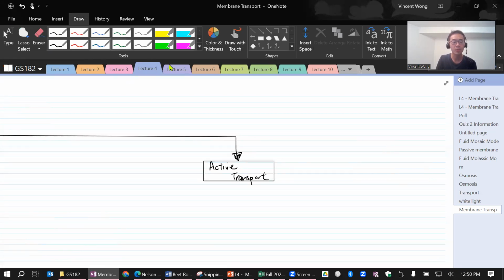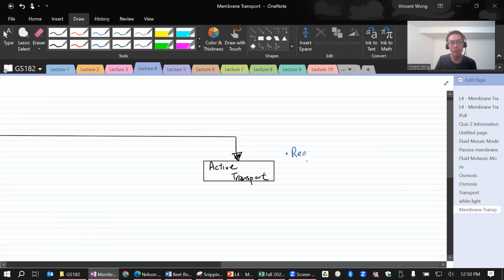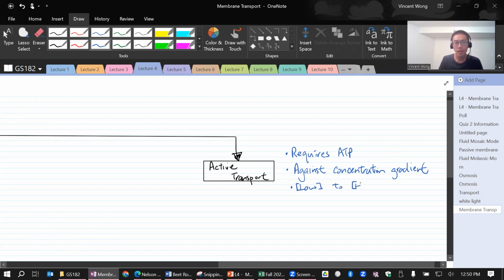Active transport requires ATP, and that's because you are going against the concentration gradient, meaning you are going from low concentration to high concentration. You're going uphill. Okay?